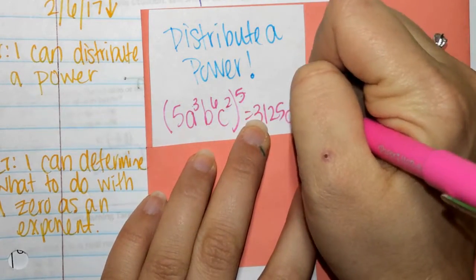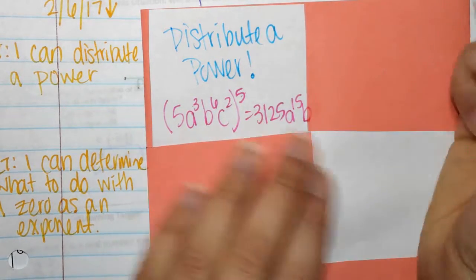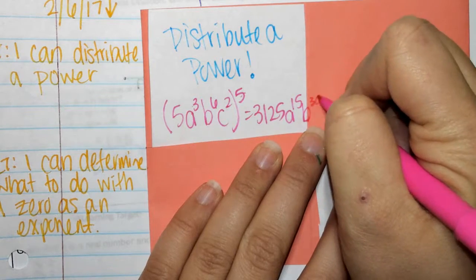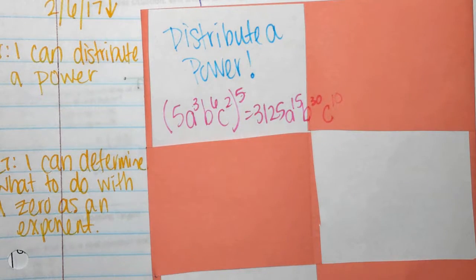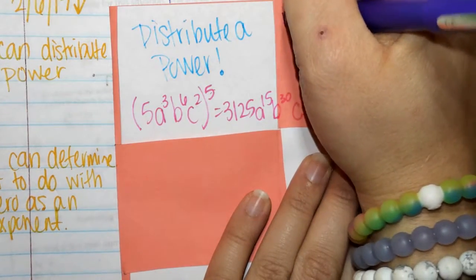Awesome. All right. And what was 3 times 5? 15. So it'd be a to the 15th power. What would b become? 30. And what would c become? 10. Look at us go. All right. So how should we explain what we did? Multiply the exponents and raise the numbers.